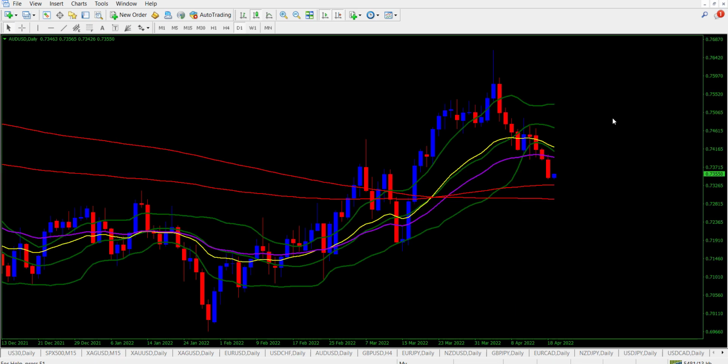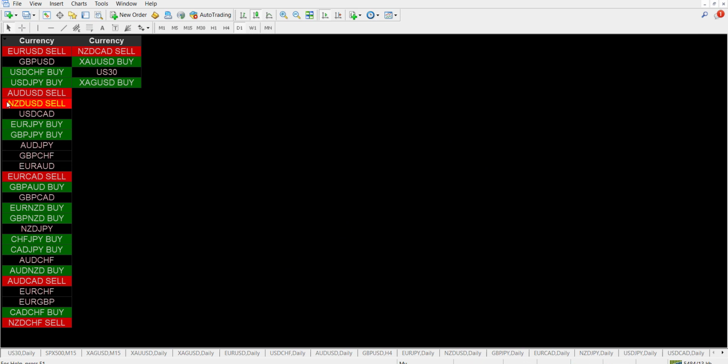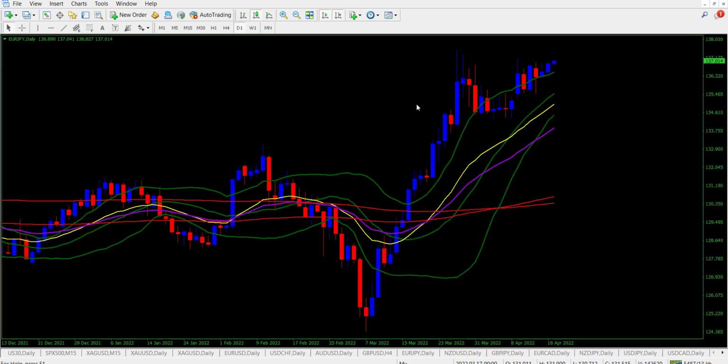The next is Aussie USD. The overall trend in the Aussie USD is up. All the moving averages are pointing towards the upside, so it is against my system rule to take a trade in it, so I will also ignore this trade for a sell in the Aussie USD. The next is New Zealand dollar sell. All the moving averages are also pointing up in the New Zealand dollar too, so I will also ignore this pair. The next is Euro yen.